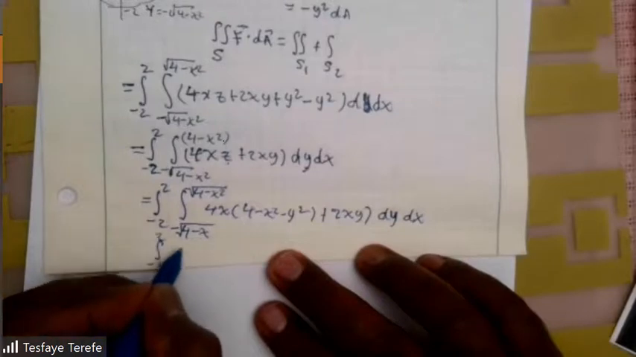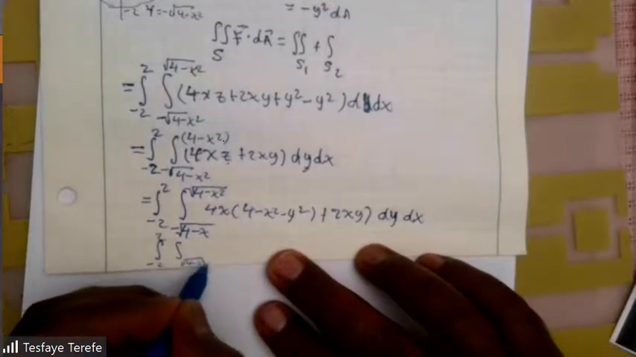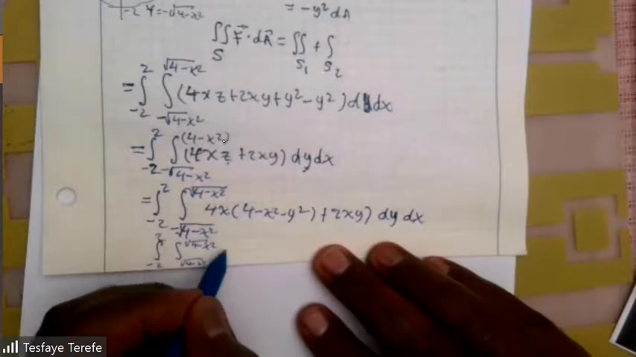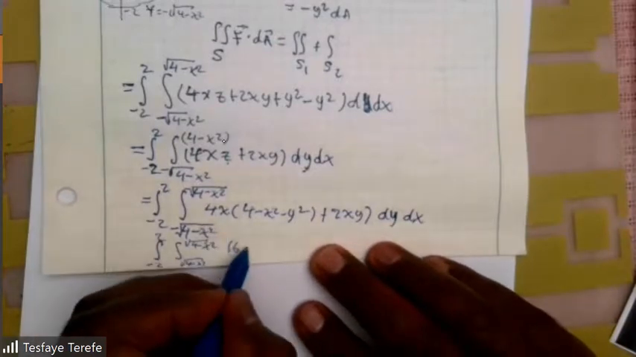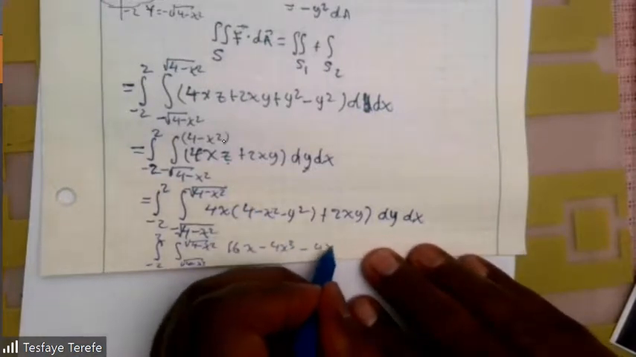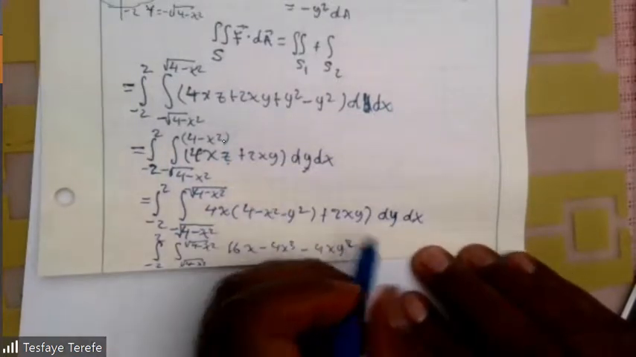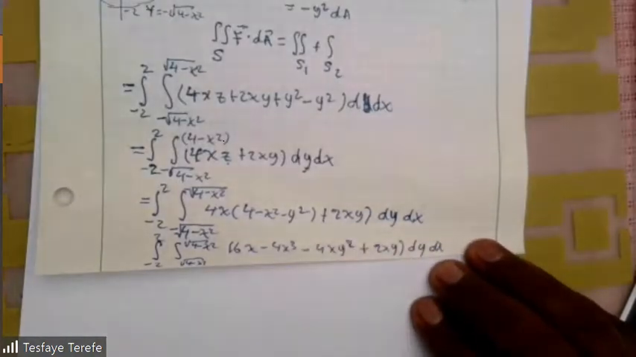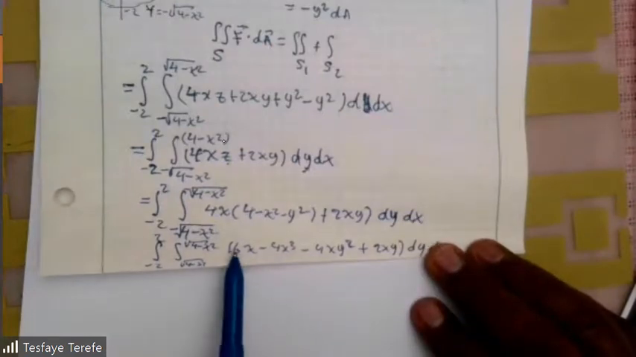Okay, when I multiply this, what do I get? Integral from negative 2 up to 2, and the same integral, of 16x minus 4x cubed minus 4xy squared plus 2xy, dy dx. So I have 4 terms, and that's it. And now let us go ahead. Is it clear so far what I'm doing, guys? Because I am going to flip the page.